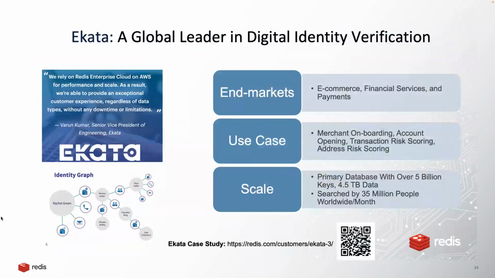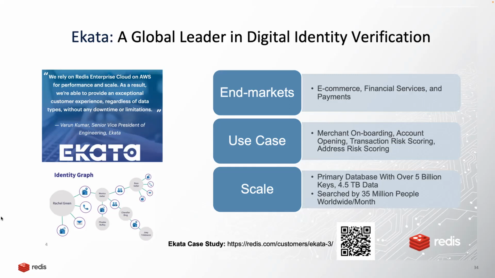Ekata helps prevent fraud. It primarily sells its services to e-commerce, financial services, and payments companies to automate the process of onboarding new vendors onto a platform or help customers open new accounts. Ekata verifies the authenticity of businesses and people by using an identity graph built on Redis Enterprise. Their goal is to reduce friction in verifying financial transactions while at the same time keeping their infrastructure costs low.